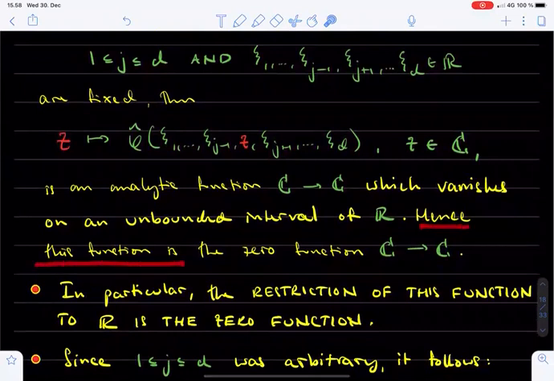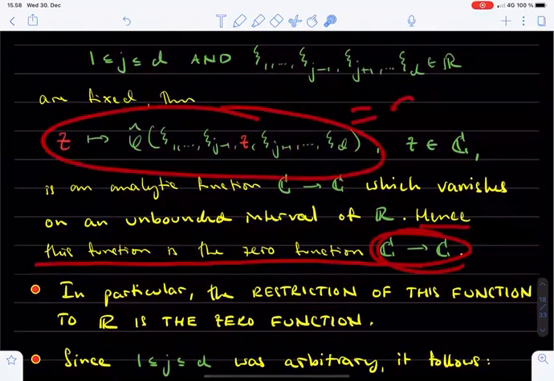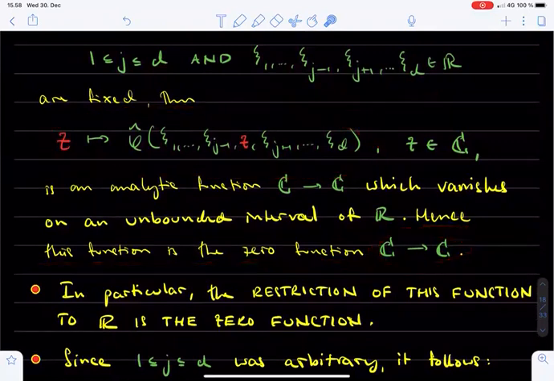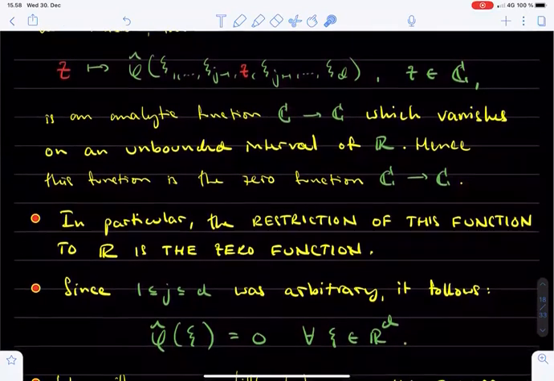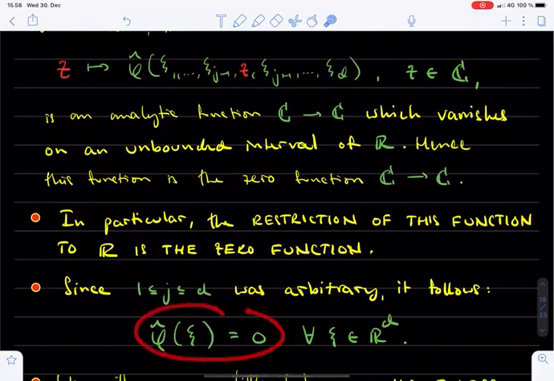Hence, this analytic function of one complex variable is the zero function by the complex analysis theorem we cited a bit earlier. In particular, this function vanishes on the whole real line and not just an unbounded interval of the real line. Since the same conclusion holds for every index j between 1 and d, we conclude that the Fourier transform of phi vanishes on R^d.